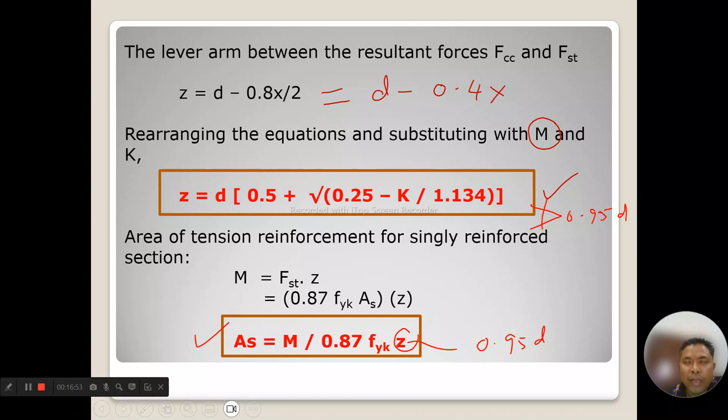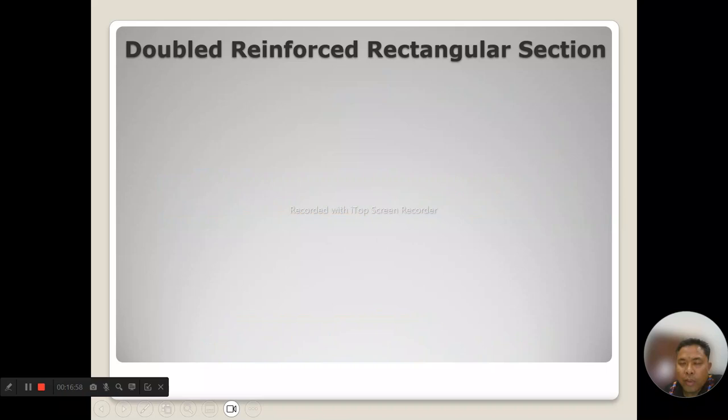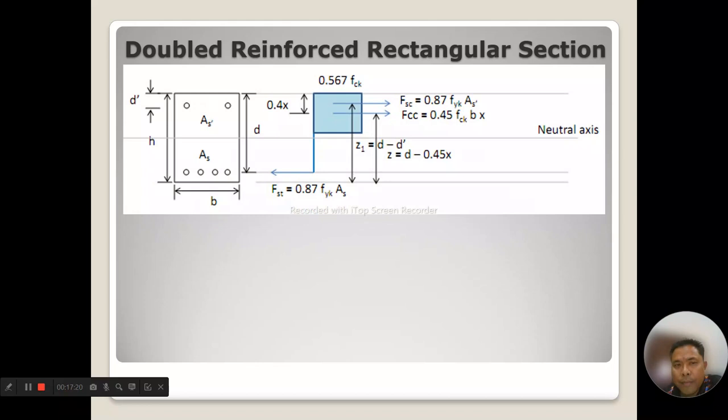Now, if we are talking about doubly reinforced, doubly reinforced again is defined by having a cross section of concrete where you put tensile reinforcement in the tension region, and also you put your compression reinforcement in the compression area. So that's why the stress block diagram will be something like this. And remember that it is almost similar like the single reinforced.